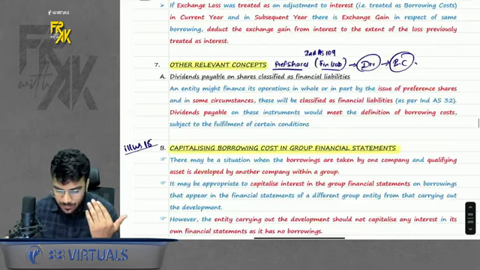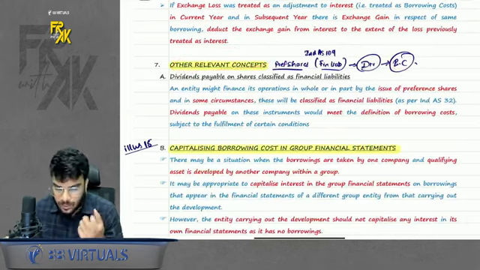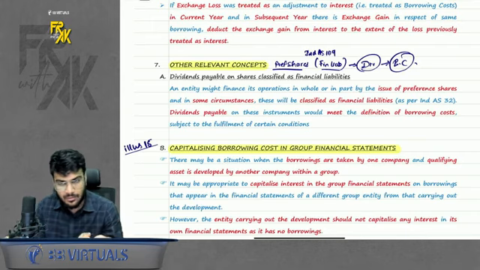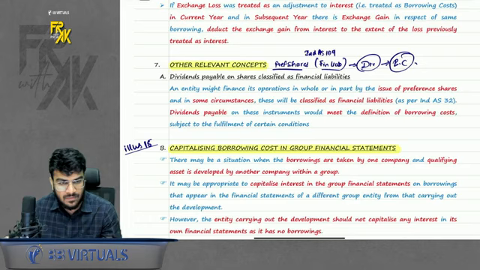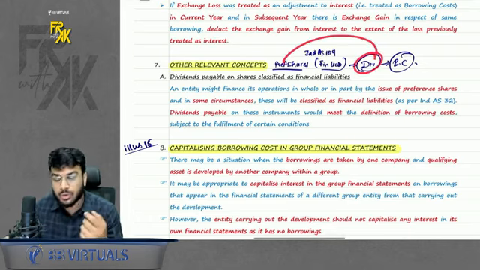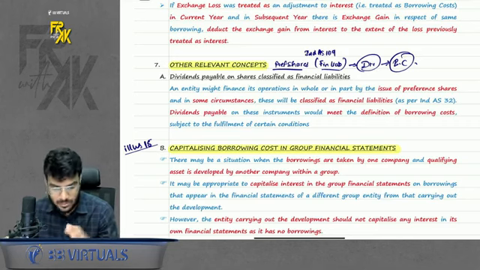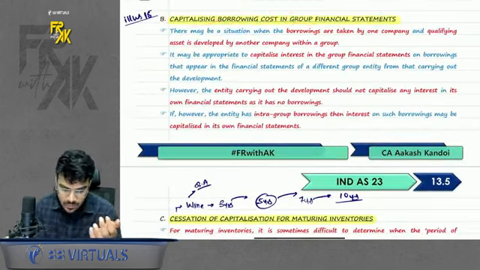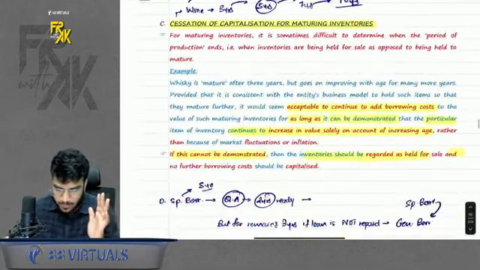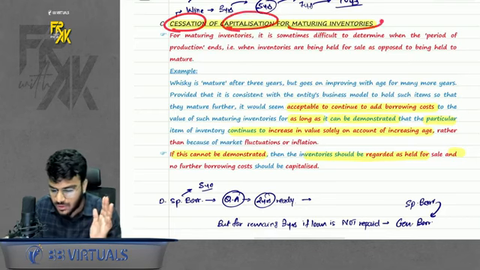Then there are some other relevant concepts also. First, if you raise money through preference shares, and that preference share is classified as a financial liability as per Ind AS 109, the dividend paid on those preference shares will be treated as borrowing cost. Second, capitalizing borrowing cost in group financial statements. For this, we will refer to illustration number 15. And then cessation of capitalization for maturing inventory.